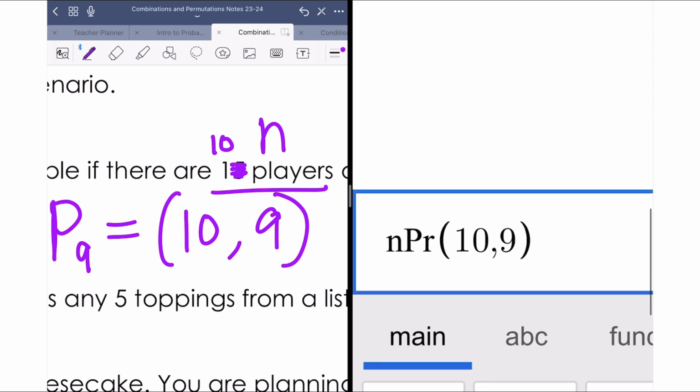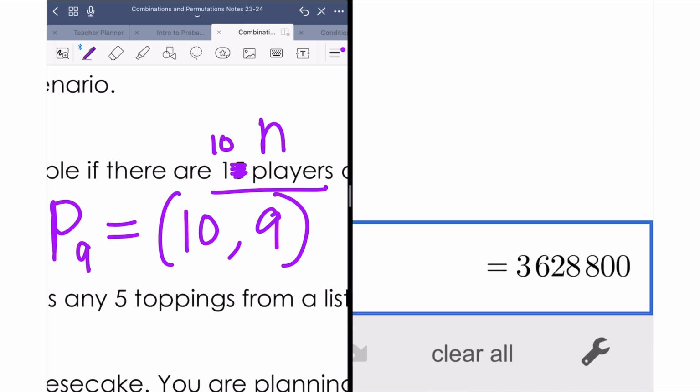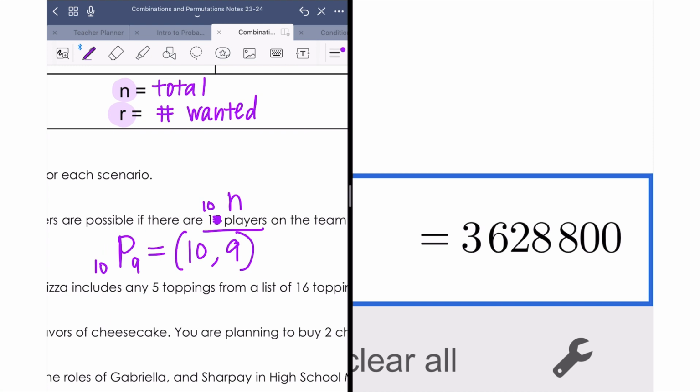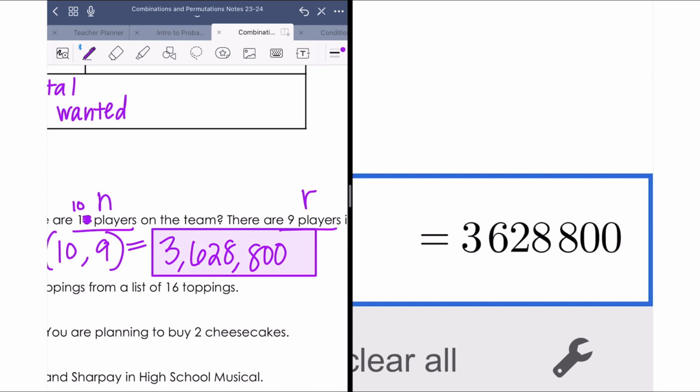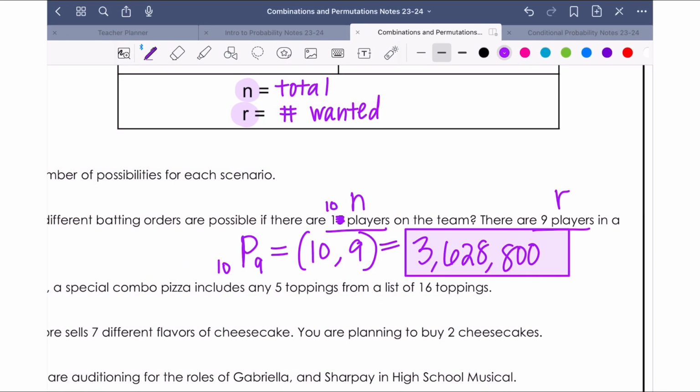Okay, yeah, that's better. So when you change it to 10, here's the different orders we could have it in. So that's equal to 3,628,800. Lots of options. Okay. All right, don't forget we changed the 15 to 10 right here. 10 players. And then 9 on the lineup.